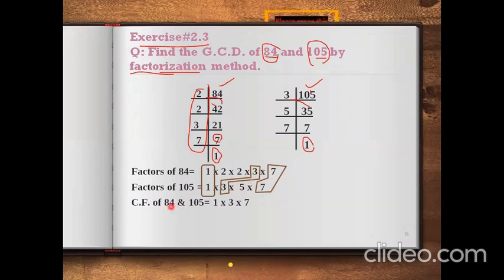Now after that you will write down the common factors of 84 and 105. So the common factors of 84 and 105 are 1 multiplied by 3 multiplied by 7, and simply you will multiply them together. 1 multiplied by 3 is 3, 3 multiplied by 7 is 21. So you will say that the GCD of 84 and 105 is 21. Clear? Is it clear? Okay, now move on to the next method.